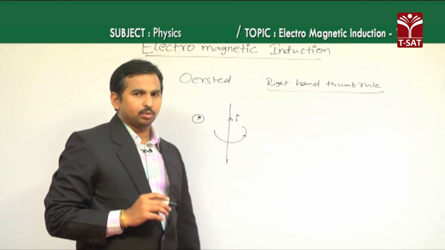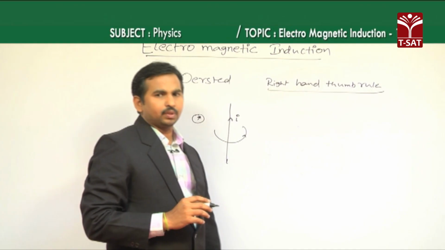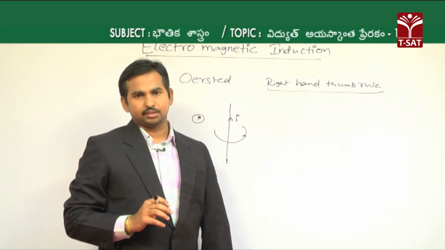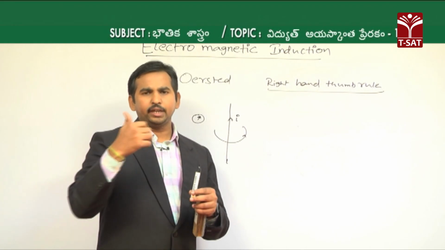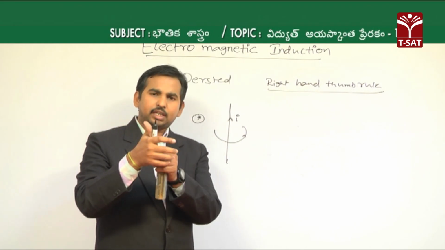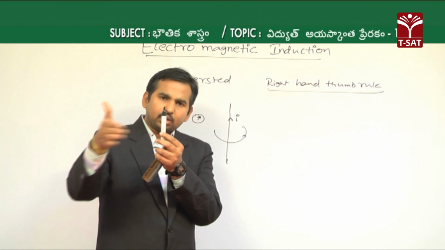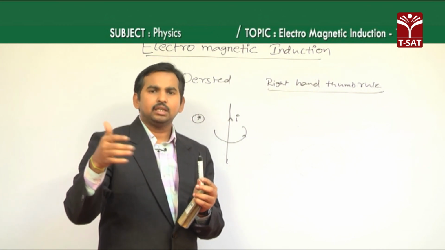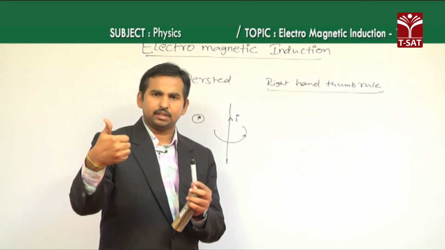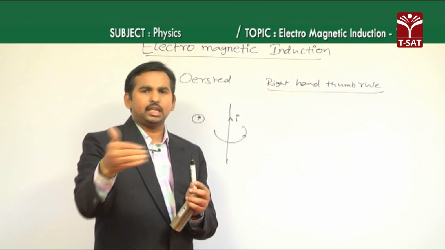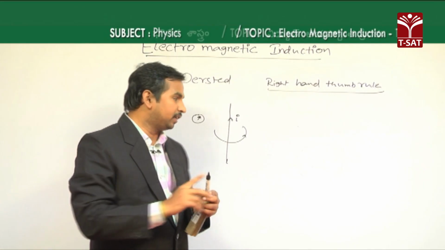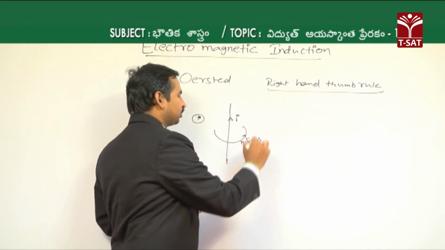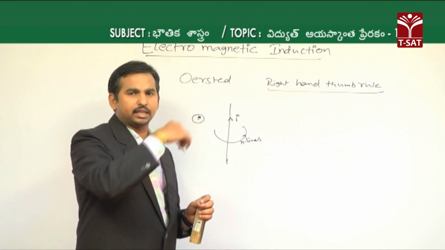So the right hand thumb rule is, if you take this current carrying wire in your hand, pointing the thumb in the direction of the current, and you hold the conductor, the direction in which the fingers curl gives you the direction of the magnetic lines of force. So the magnetic lines of force are like this around that current carrying wire.